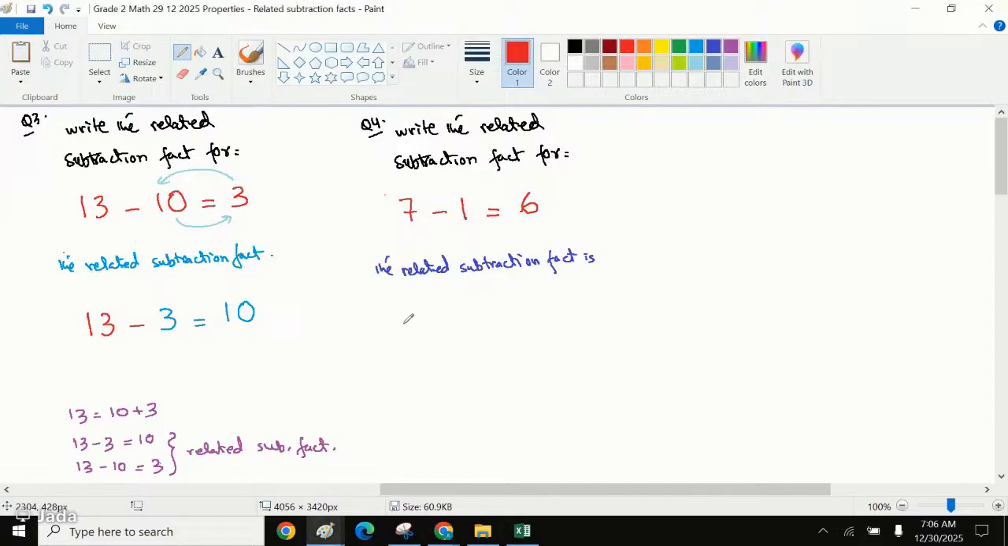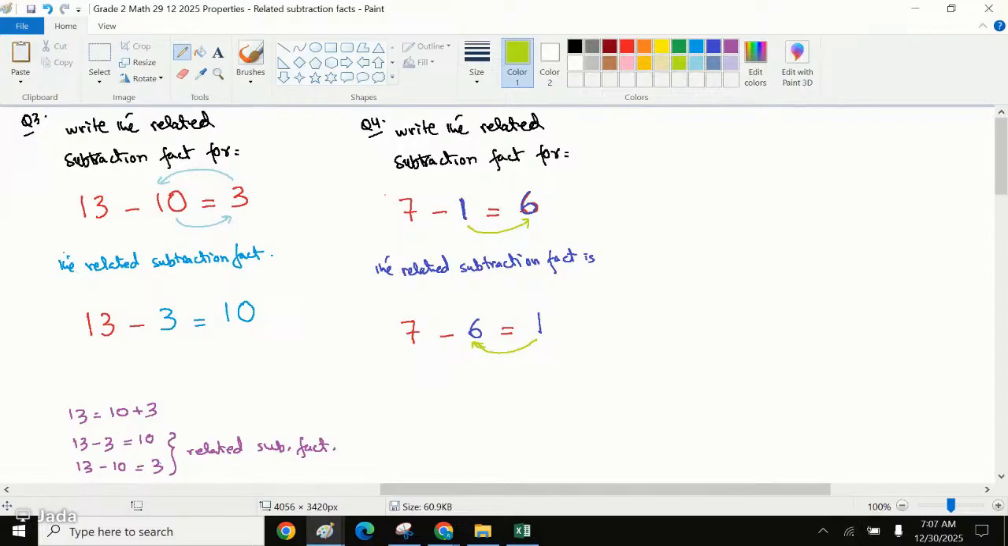what should it be? If we swap 1 with 6, we're swapping those positions, right? The original question said 7 minus 1 was equals to 6. But when we are looking at the related subtraction fact, that means we swap the positions. Yes, it becomes 7 minus 6 would be equals to 1. What we did was we swapped the places, right? We swap their positions. Yes, thank you so much, Aiken and Michael and May.